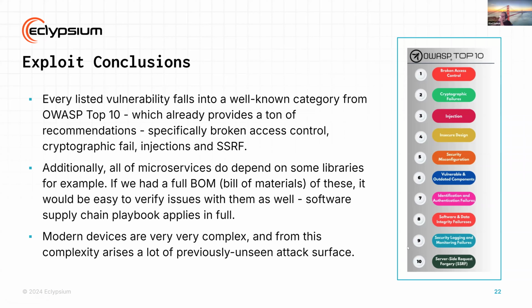And additionally, all microservices do depend on something, so they do have libraries. If we had full access to the BOM, we would be able to check this easily, but we don't. So we cannot verify if there are any library issues or any CVEs associated with installed software, because we don't have a full bill of materials for it. The software supply chain playbook should apply in full here, but it really doesn't because we don't have a BOM. So this is another standard which we should follow, but we don't. You don't have BOMs for most hardware like this.